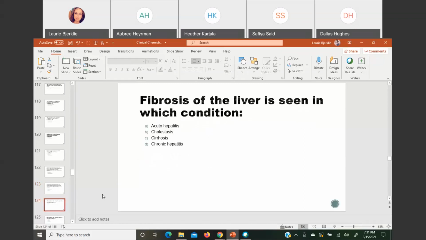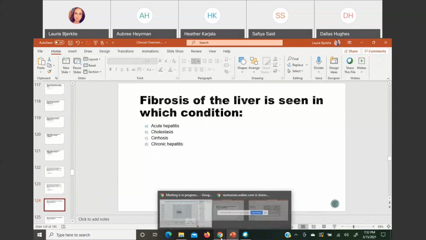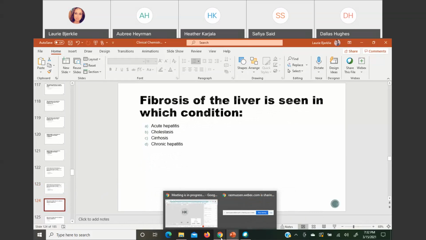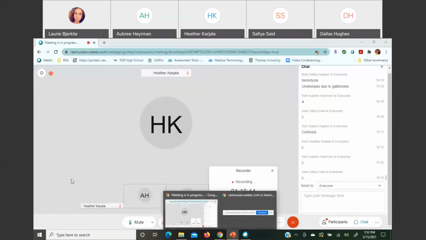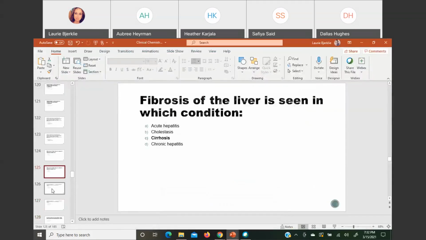Fibrosis of the liver is seen in what condition? Okay, good. Cirrhosis, perfect.